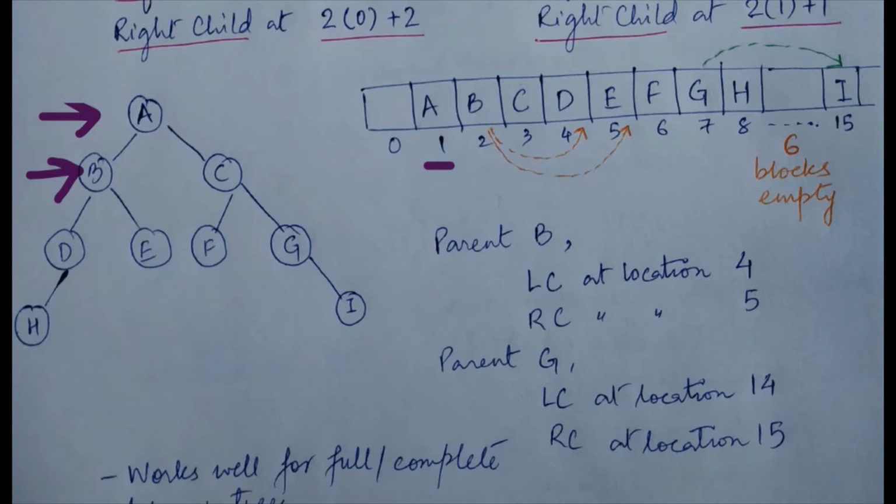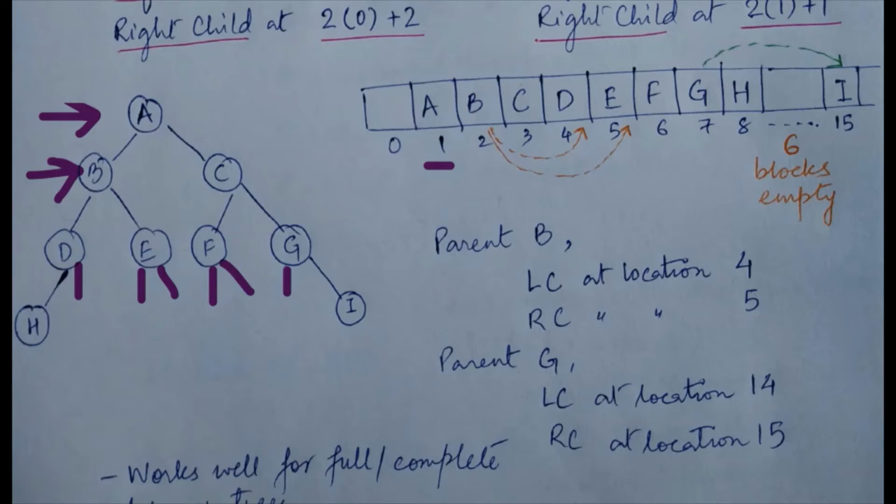D is at position 4, so H is the left child. So H is going to be at 2 into 4. And if there was a right child, that would be after H, which is at position 9. There is no right child of D, and then there is no left or right child of E. There is no left or right child of F, and there is no left child of G.